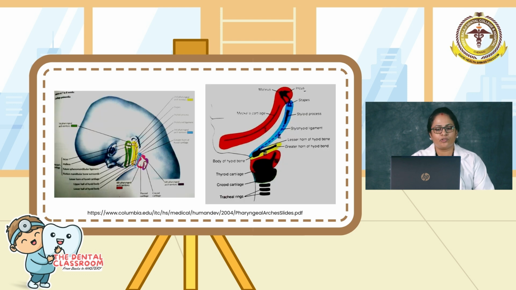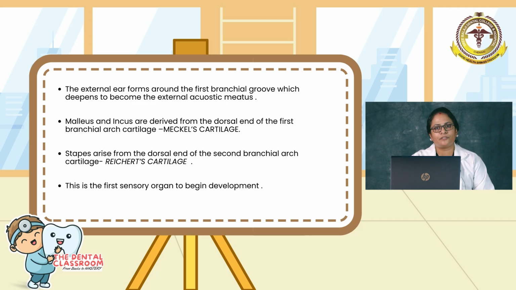So the middle ear bones also have their origins here. The malleus and incus develop from the Meckel's cartilage of the first arch. The stapes develops from the Reichert's cartilage of the second arch. So the external ear comes from the first ectodermal cleft, while the important middle ear bones trace back to the first and the second arches. So this is also one of the earliest sensory organs to start developing in the embryo.